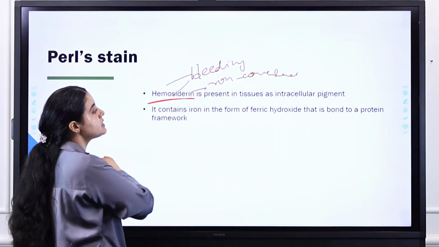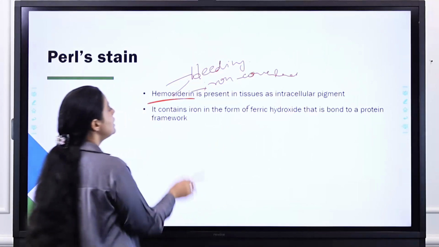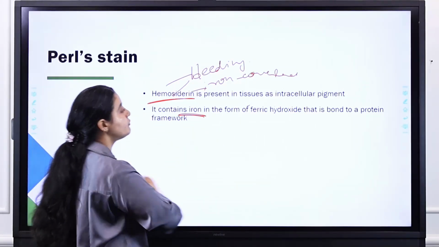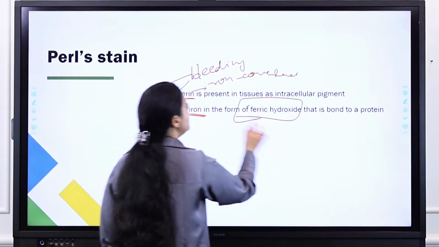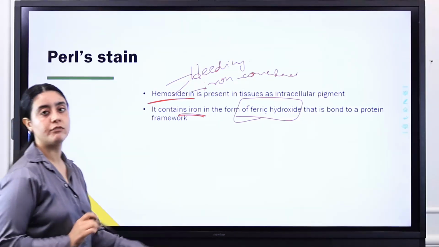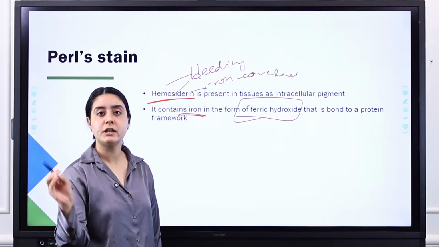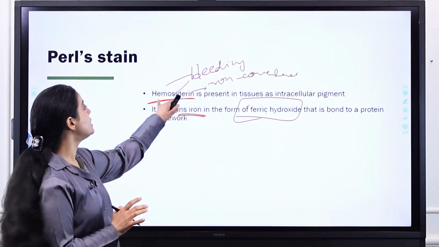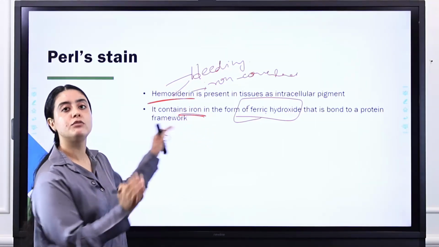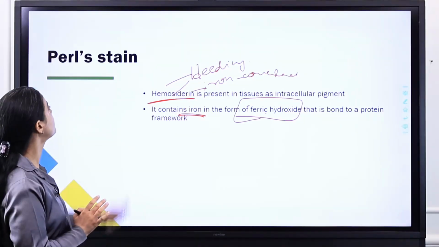So hemosiderin is present in tissues as intracellular, and it contains iron in the form of ferric hydroxide that is bound to a protein framework. Sometimes iron gets deposited into the tissues and there is a condition, hemosiderosis, which occurs. So for that we use Pearl stain.